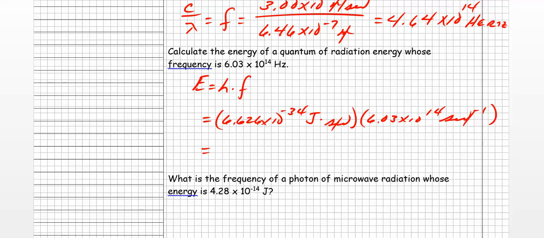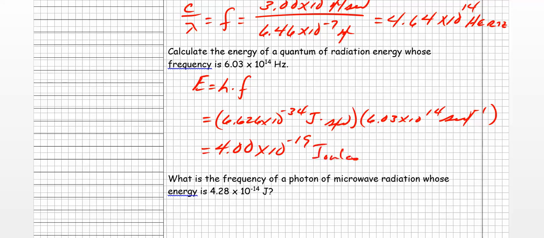I get 3.995 and so forth, but remember I've got four significant digits here, only three here. I can only have three significant digits, the lesser of the two. So 4.00 times 10 to the minus 19th. Again, seconds and seconds to the minus 1 cancel, and so my answer will be in joules, just like that.